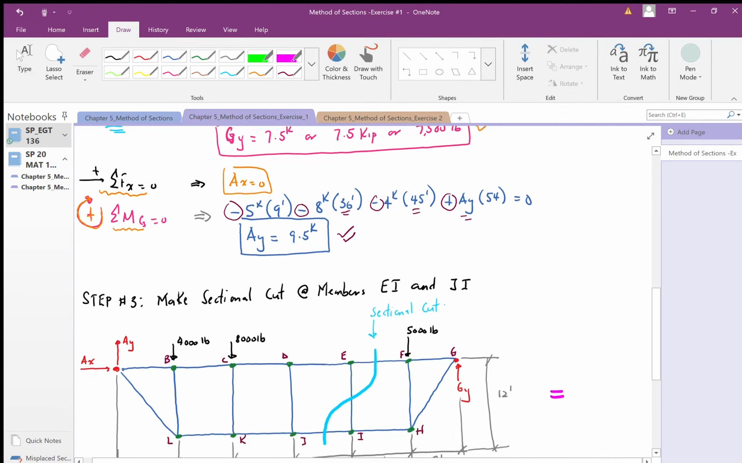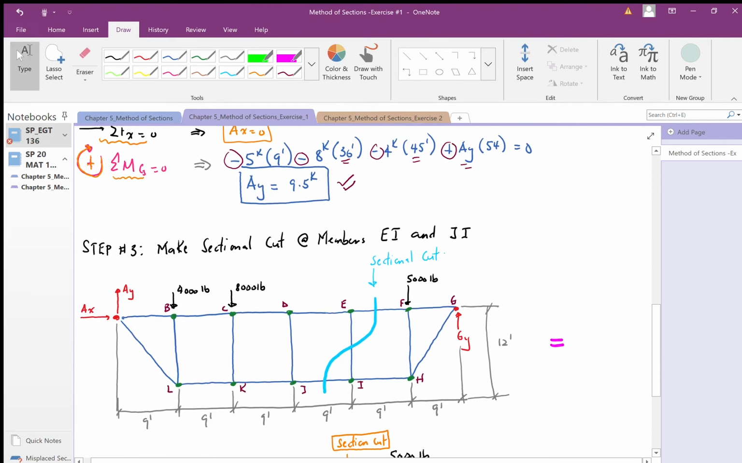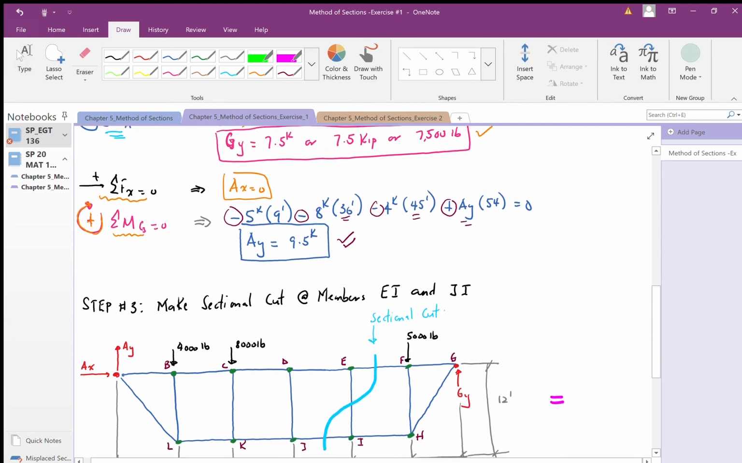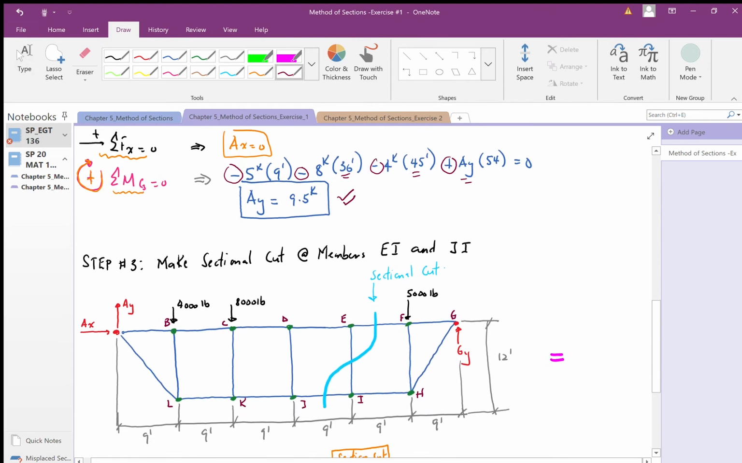Now, my next step is I want to make a sectional cut. I found all my support reactions, AX, AY, and GY. Now, I want to make a sectional cut. They want to know about member EI, I'm sorry, member EI.